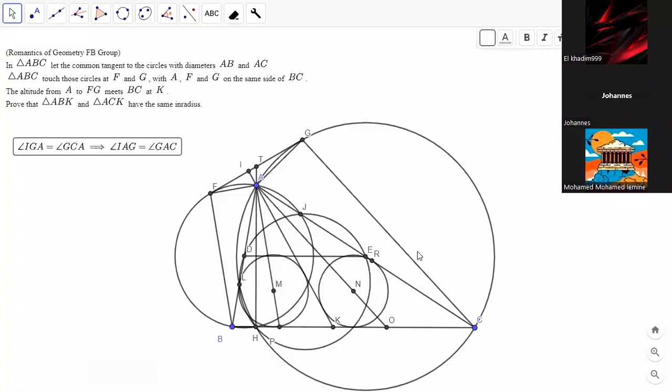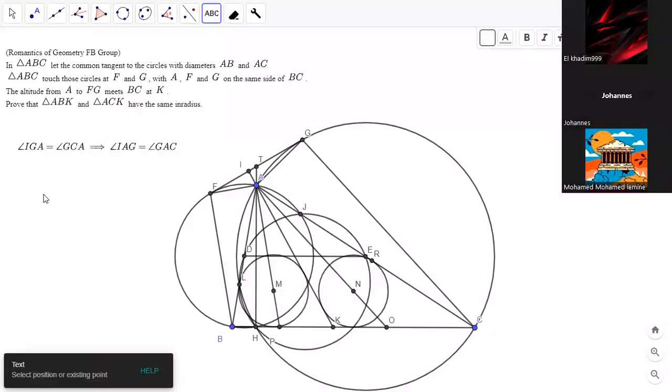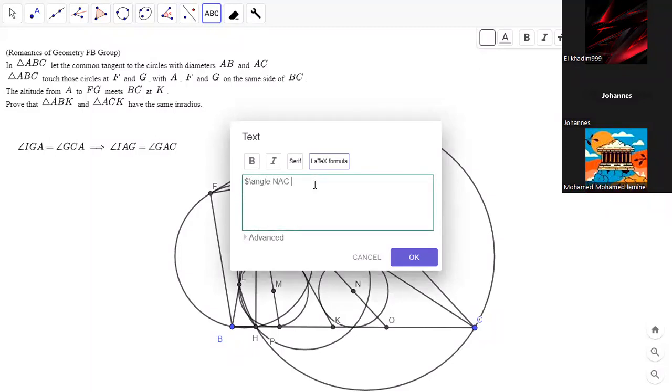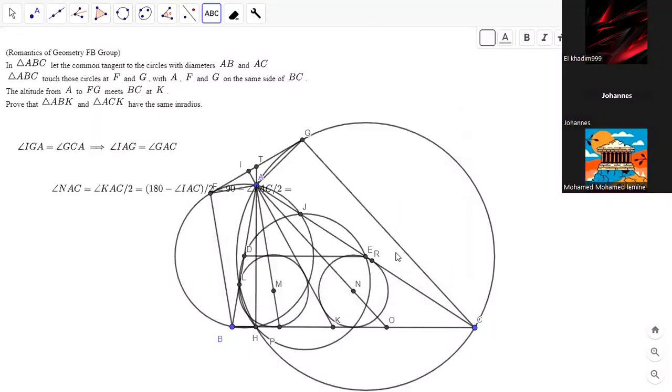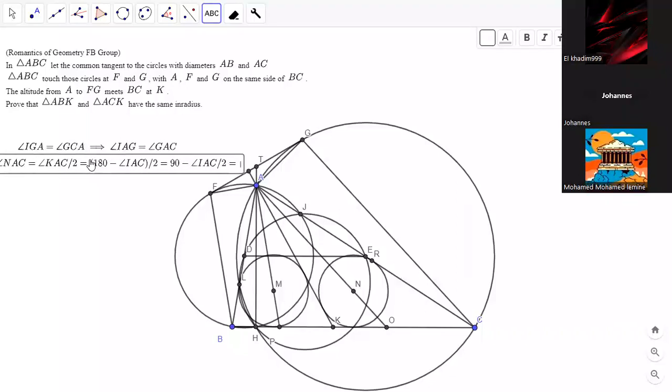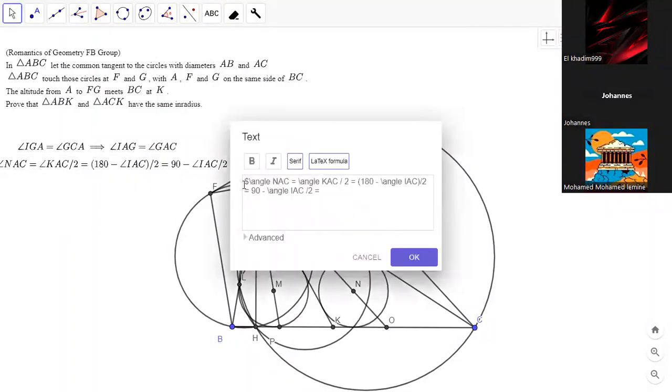For IAG is GAC. Yeah, because we know this is a right angle and we know that this is a right angle. So then we have that angle NAC equals angle KAC over 2, which is 180 minus angle IAC over 2, which is 90 minus angle IAC over 2, which is equal to, that would be 90 minus GAC, which is GCA.